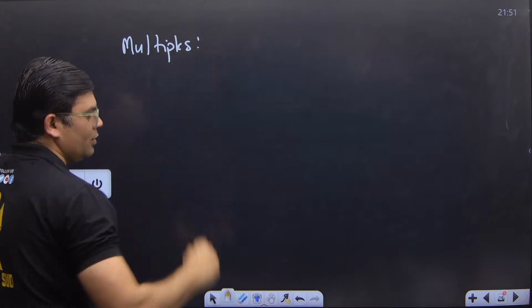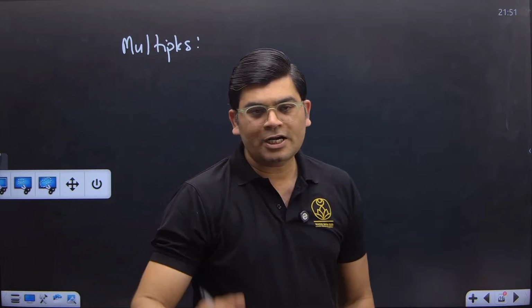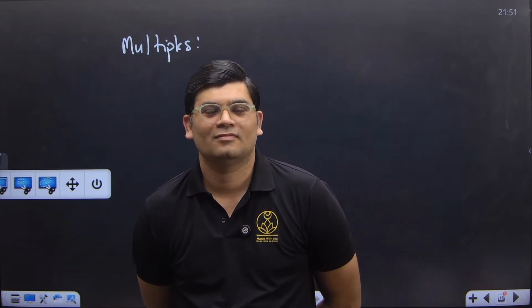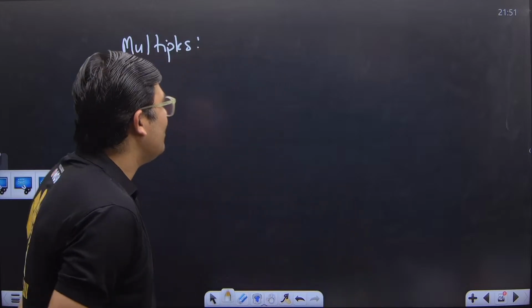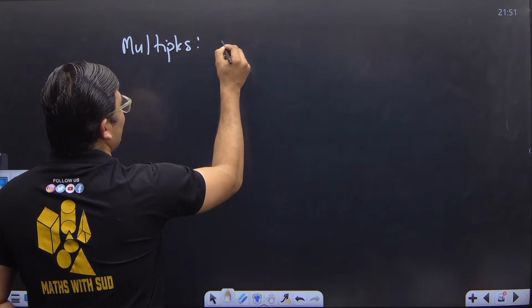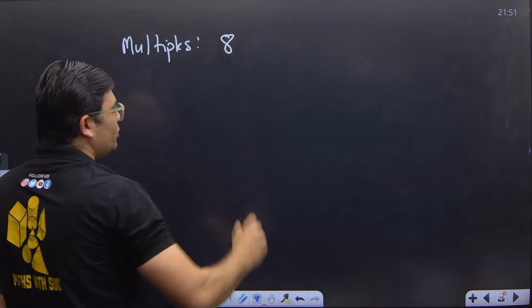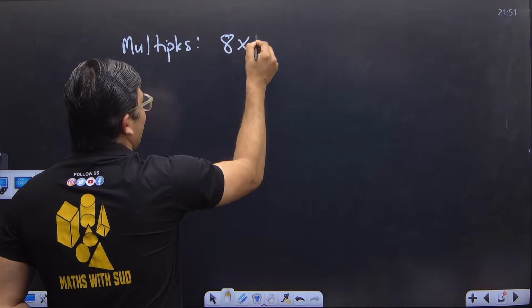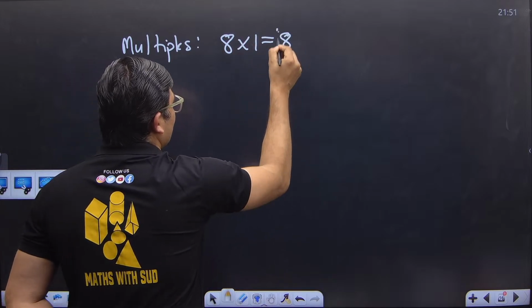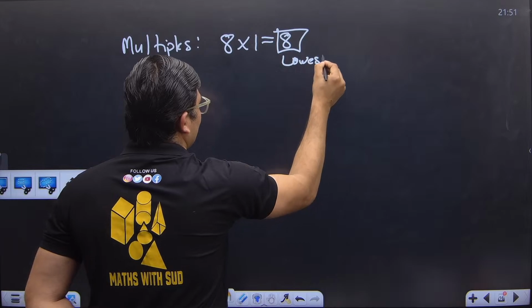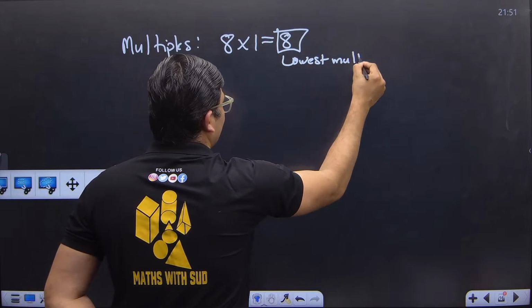So tell me, what is the lowest multiple of any number? The number itself. Very good. You are speaking on mute. Let us say for 8. If we start the table of 8, we will say 8 into 1 is equal to 8. So what is the lowest multiple of 8? Tell me.